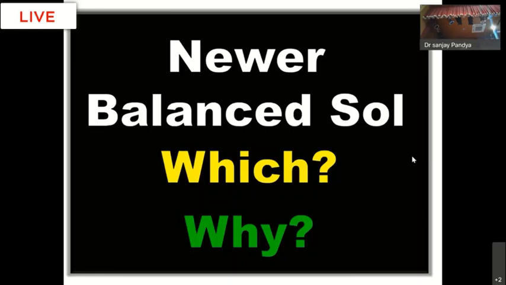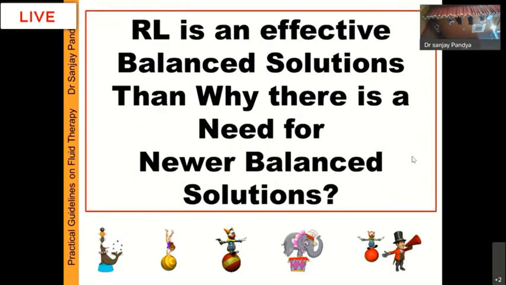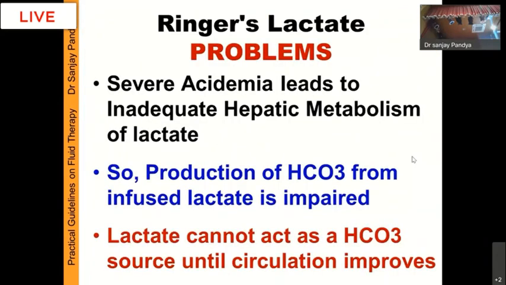Balanced solution. Newer balanced solution. Why is RL effective, then why is there a need for a newer solution? See, every fluid has its own limitation and its own strength. When there is severe acidemia, there is inadequate hepatic metabolism of lactate. So production of bicarbonate from infused lactate in RL is impaired. So lactate cannot act as a bicarbonate source until circulation improves.